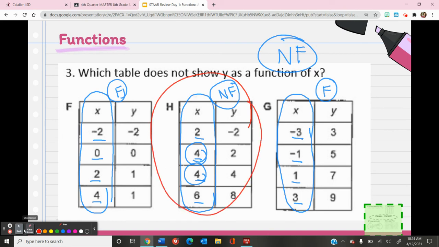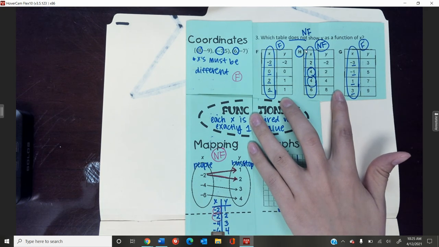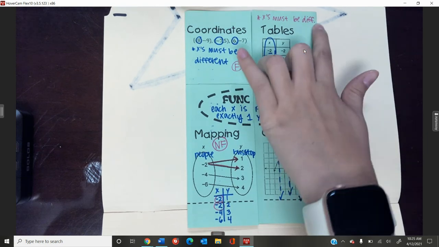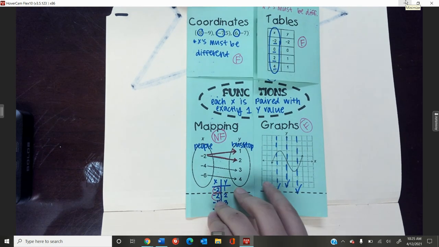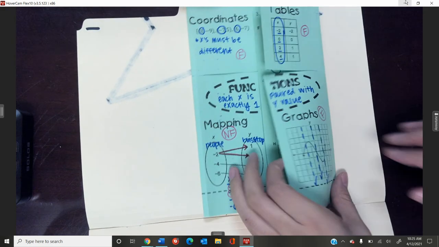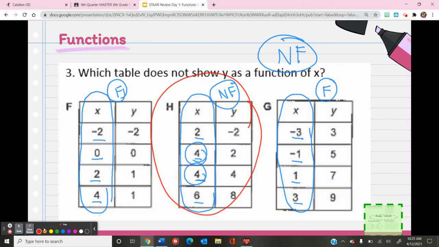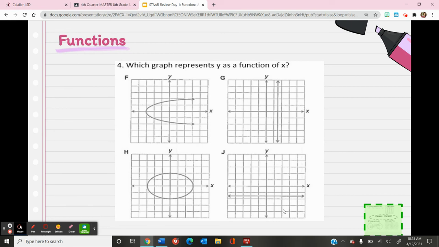H is my answer. So now looking at your foldable, this is what your foldable should look like here. So if you need a second to pause to catch up, go ahead and do so. Otherwise, we're going to get into the last type of function, which are graphs. We're going to be right here in this flap. Okay, so I'm going to go back home, and we're going to go ahead and look at graphs.